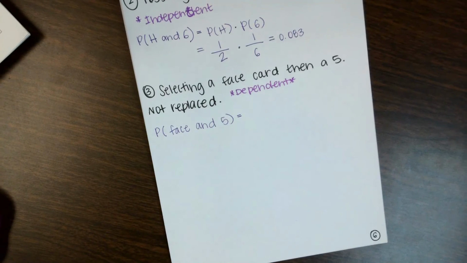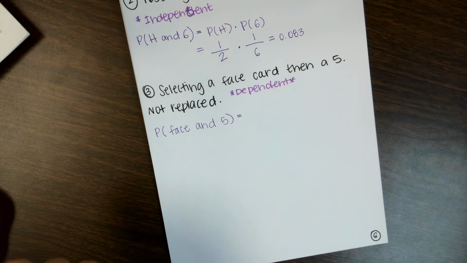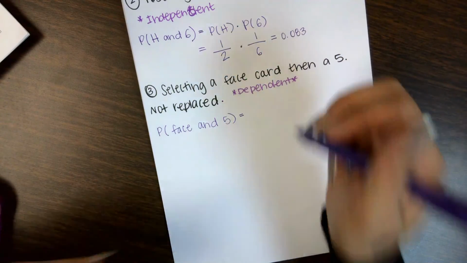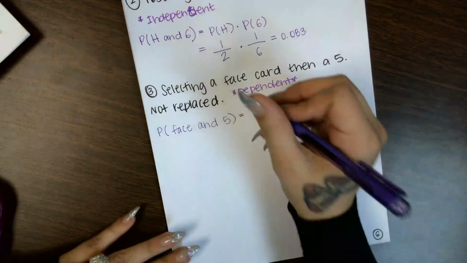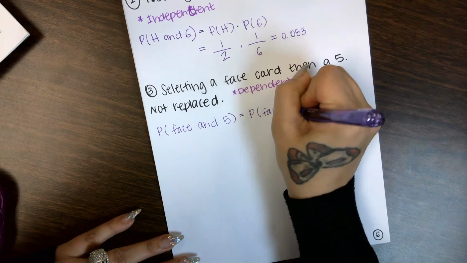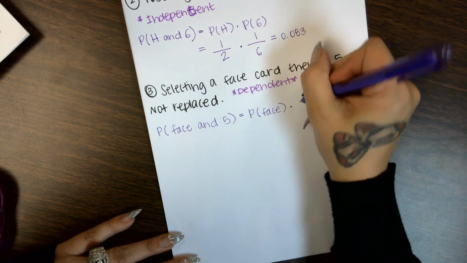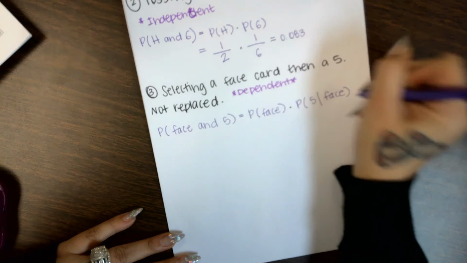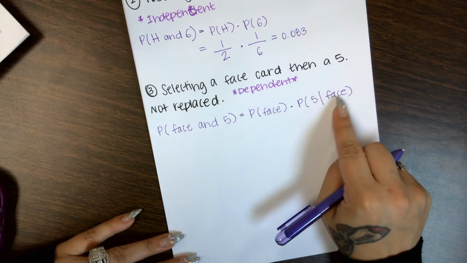Okay? Cards not being replaced means it's dependent. If every time I pick it up and I put it back, they're independent. It's the same full deck of 52 cards each time, so they're completely independent of each other. If I take it and I mess with that deck of cards and I don't put it back, the next one is affected by it. And then say I select another card, and then another one, and another one. Okay? So what we're going to do, because these are dependent events, is I need to figure out the probability of a face card, and, which is multiplication, the probability of a 5 given a face card. The probability of selecting a 5 given that the first card that we selected was a face card.